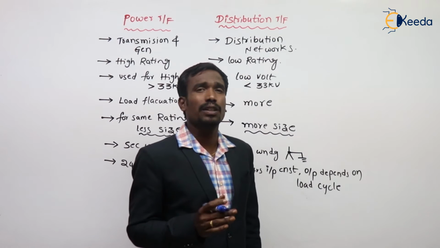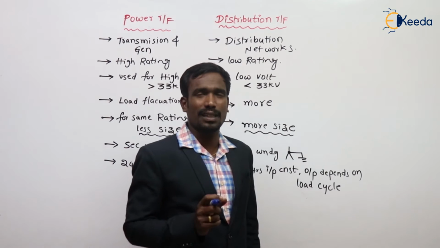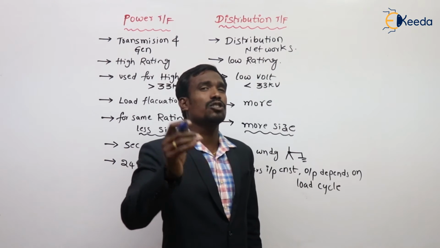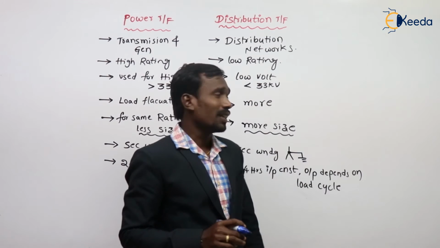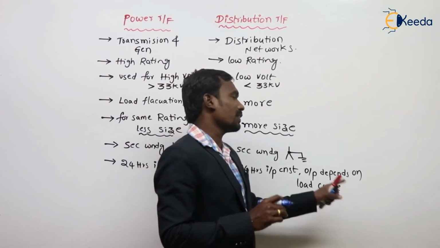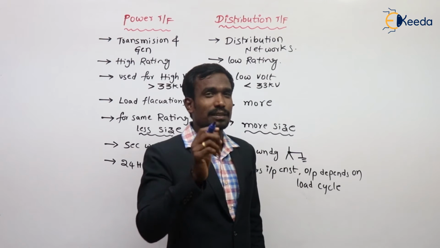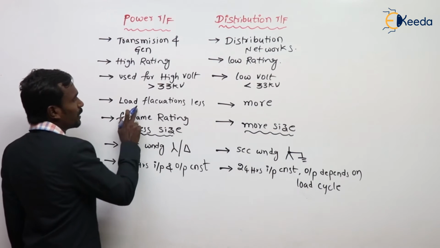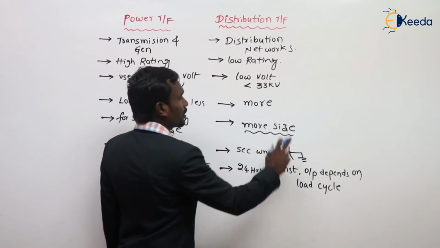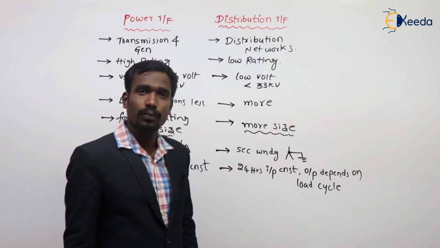Again in the evening 3 to 4, 4 to 5, no output on the transformer, no load on the transformer. Again in the evening 6 to 10, high load on the transformer. Like that, for 24 hours input is constant, but output depends on the load cycle. So that's why here fluctuations are less, here fluctuations are more.